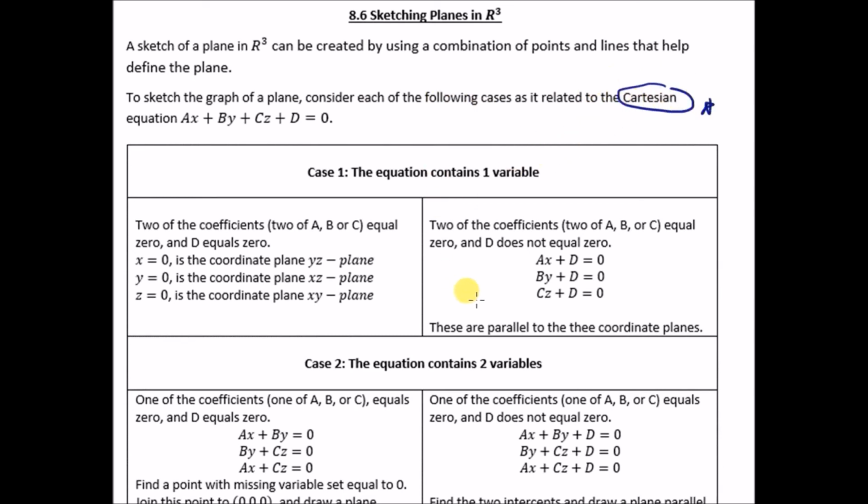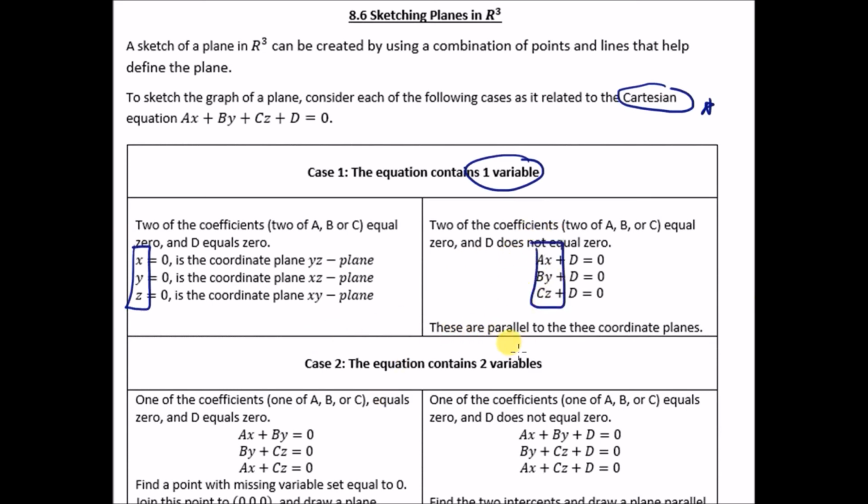So there's going to be three cases. I'm not going to go through them all thoroughly at first. What I'm going to do is embed these boxes into the actual questions. But I'll just go over case one, which is when the equation contains one variable. So either an x, a y, or a z.